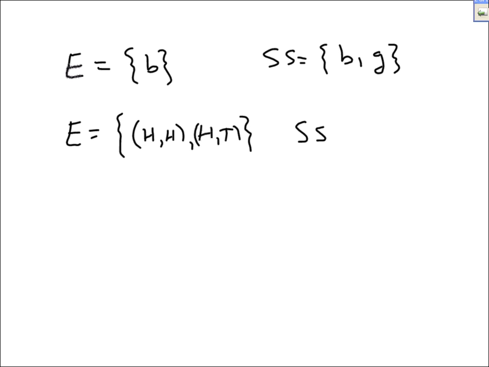At least I meant to talk about tossing a coin. You toss a coin, either you get a head and a head. I don't remember writing this down. A head and a tail, a tail and a head, or a tail and a tail. Those are the four outcomes if you toss two coins.